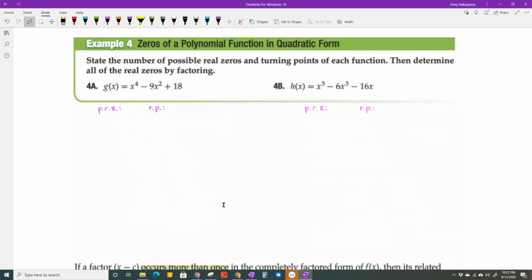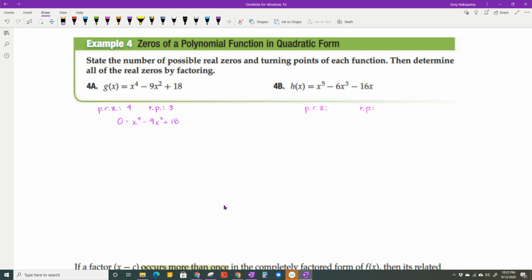Another example. State the number of possible real zeros and turning points of each function, then determine all the real zeros by factoring. So g of x equals x to the fourth minus 9x squared plus 18. Possible real zeros, my highest exponent is a 4. One less than that is a 3. So I have at most 3 turning points. To find those zeros, I'm going to plug in 0 for y. So that gives me 0 equals x to the fourth minus 9x squared plus 18.